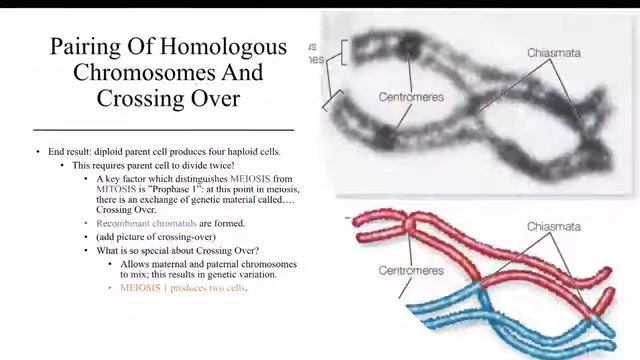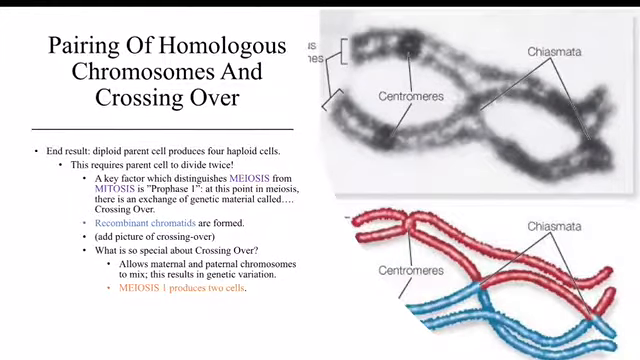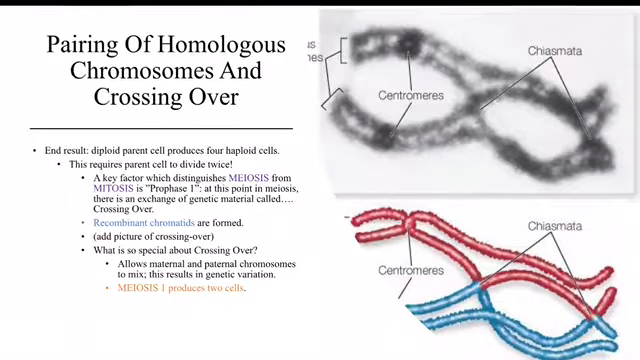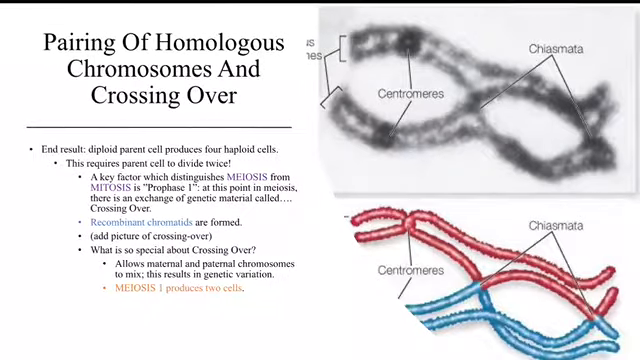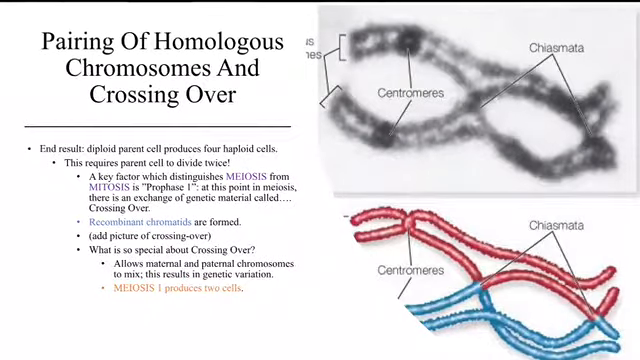So the pairing of homologous chromosomes and crossing over. So what is this end result that we're looking at? Diploid parent cell produces 4 haploid cells. Cool. So this requires the parent cell to divide twice.